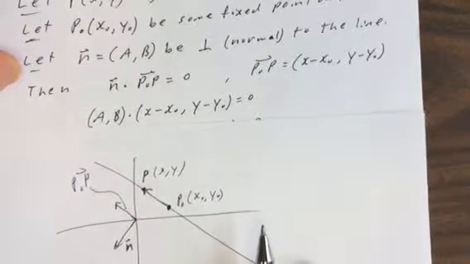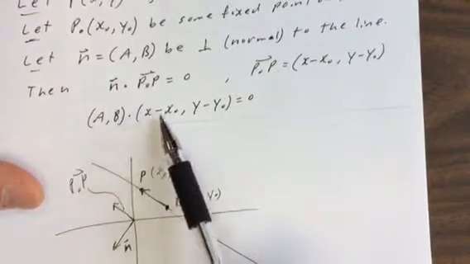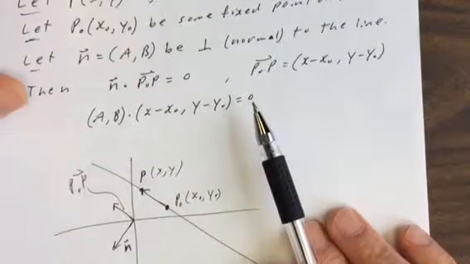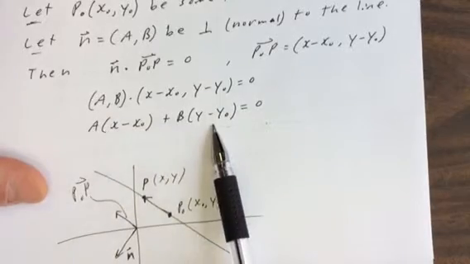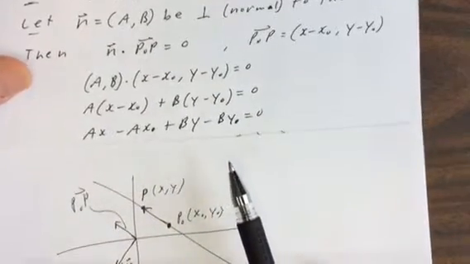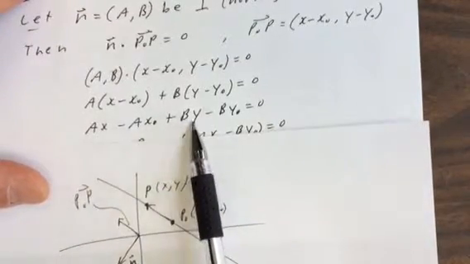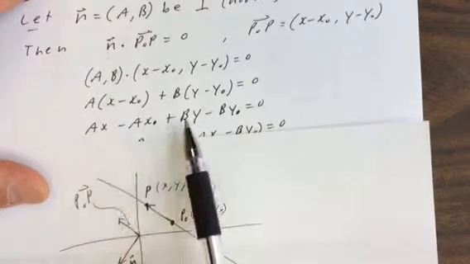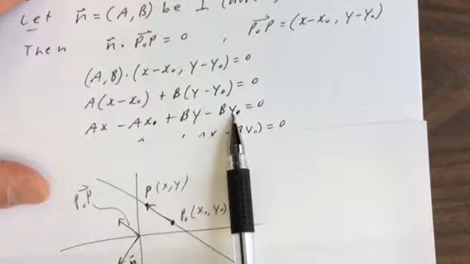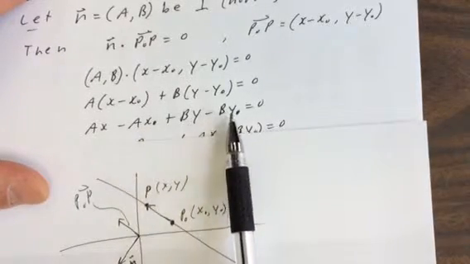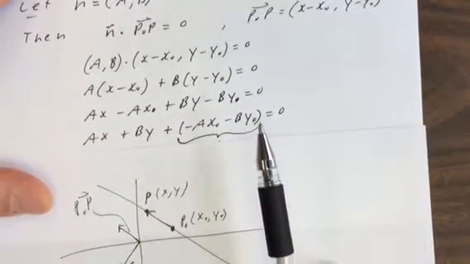Now we get this dot product here, where it's AB dot (x minus x naught, y minus y naught). Multiply that out, and we've now got this expression here. Ax and By are the variable terms, x and y. X naught and y naught are known. Remember, we fixed that. We know those values. So A times x naught plus B times y naught is going to be some known value. So we rearrange this so that we get this.